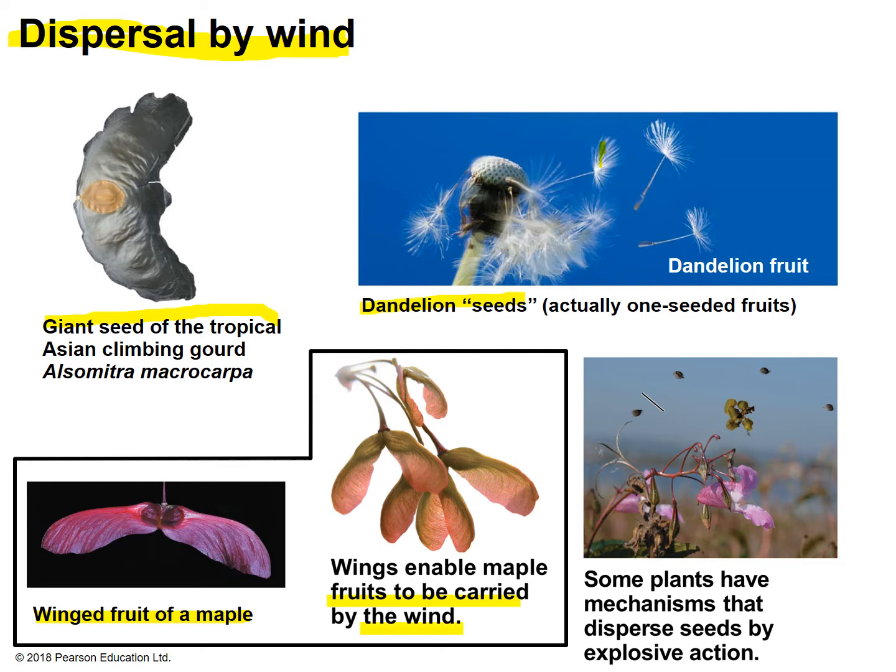Some plants have mechanisms that disperse seeds by explosive action, like in this example. We have another example, a plant called Ecballium elaterium, a type of cucumber. When you touch this type of cucumber, it explodes and releases the seeds.